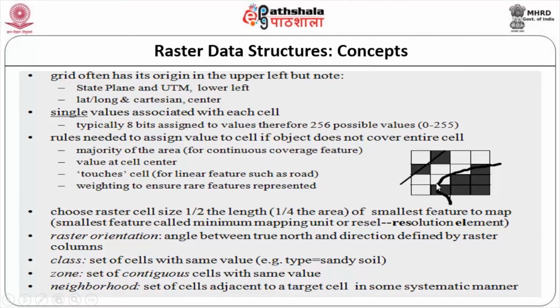What set of classes do you have? When you have cells of the same value, one particular type, maybe sand or soil, then it is called a class. When you have contiguous, that is adjacent, cells of the same value, it is called a zone. If I have cells which are adjacent to a target cell, then it is called a neighborhood. This is how the data structure as far as the raster is concerned is conceived.